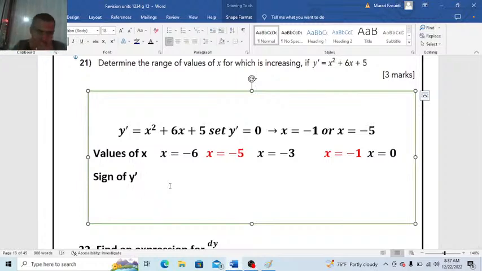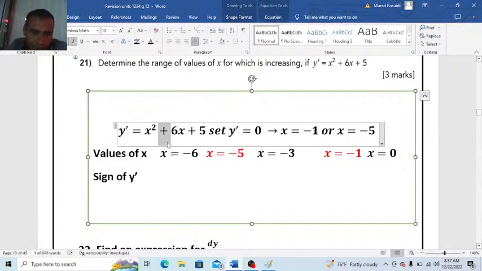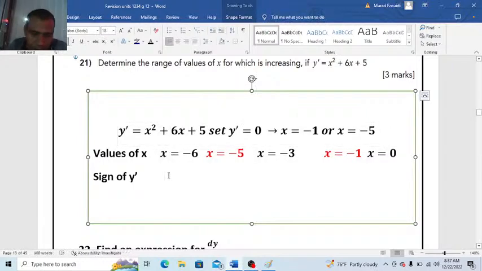Therefore when x equals -6, -6 all squared will be 36, plus 6 multiplied by -6 is -36. 36 minus 36 is 0, plus 5. So this one is positive. This one will be positive, learners. Okay, this one will be positive.